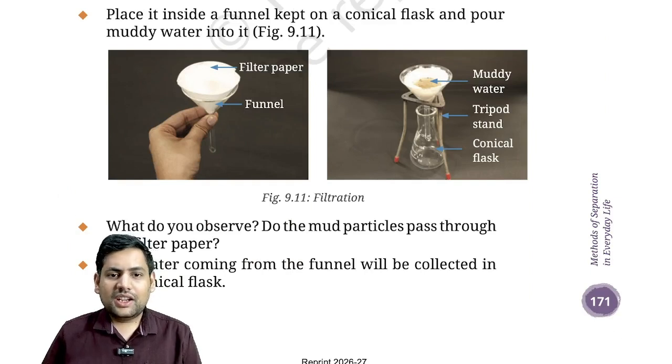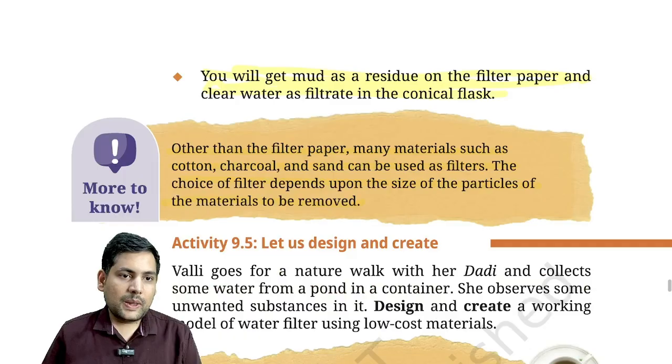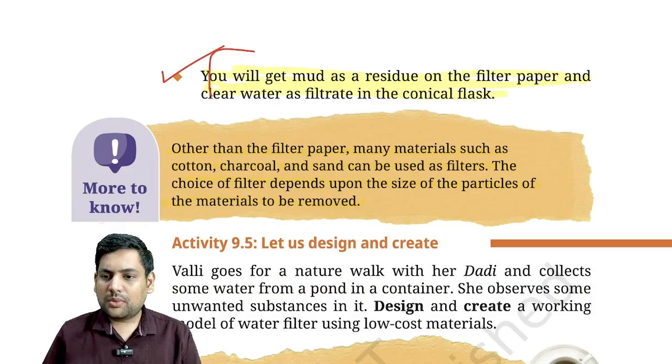Then the same thing, filter paper, funnel, all that is given. Then you will get mud as a residue. This we already talked about, muddy water separation. Then other than filter paper, many things, for example, cotton, charcoal, sand, can also be used as filters.